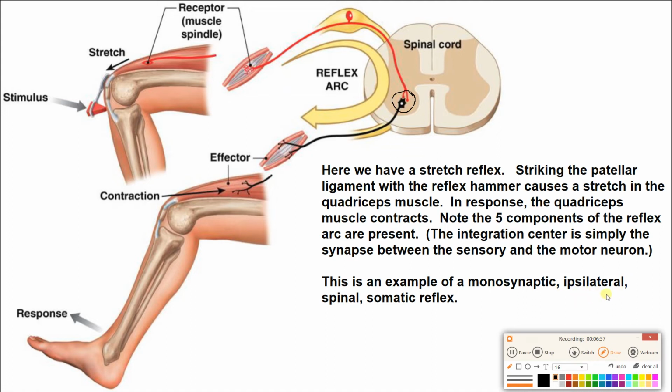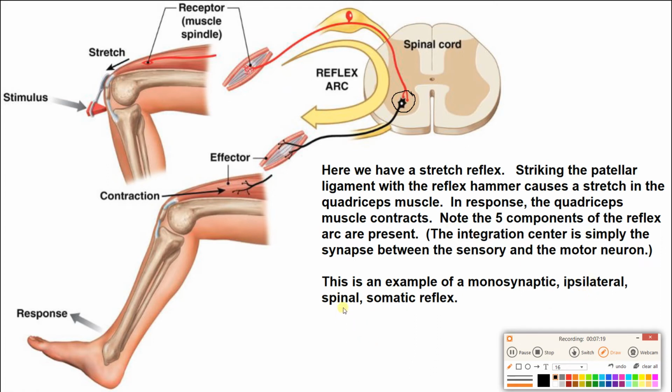Now this reflex can also be described as ipsilateral. We know lateral means side, ipsi means same. So what this means is that if you strike the right patellar ligament, the right quadriceps muscle is going to contract. So the response is on the same side as the stimulus. So this is an ipsilateral reflex.